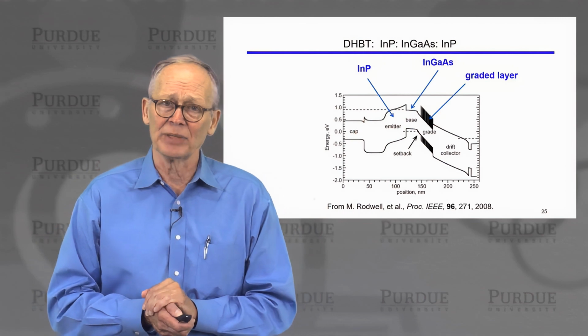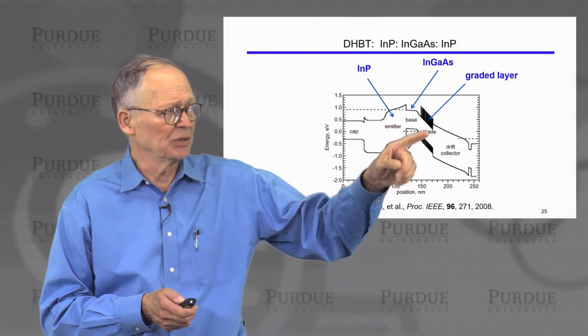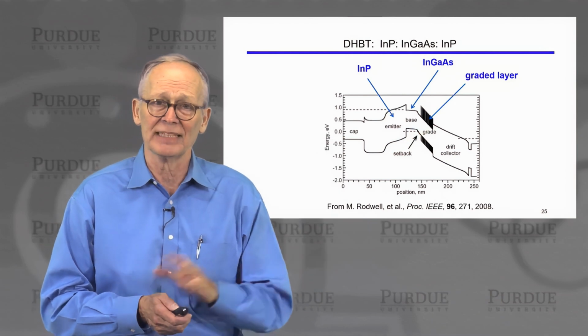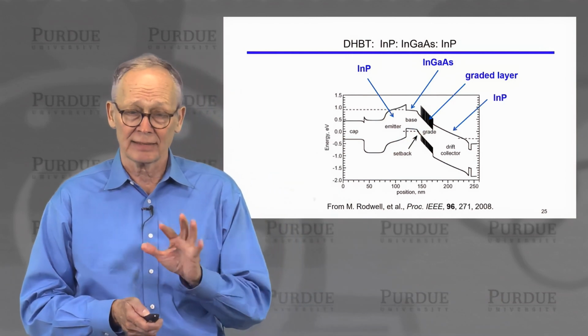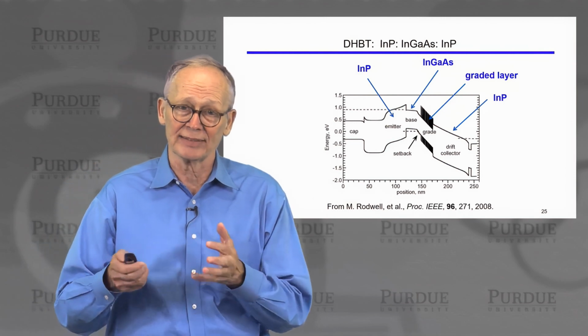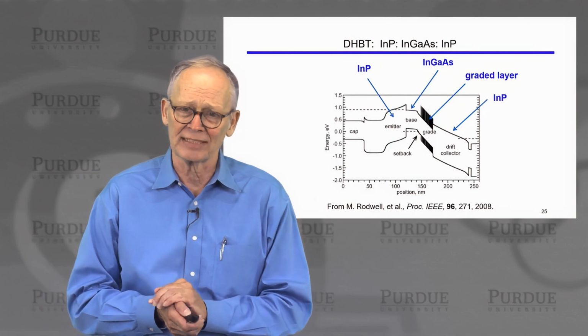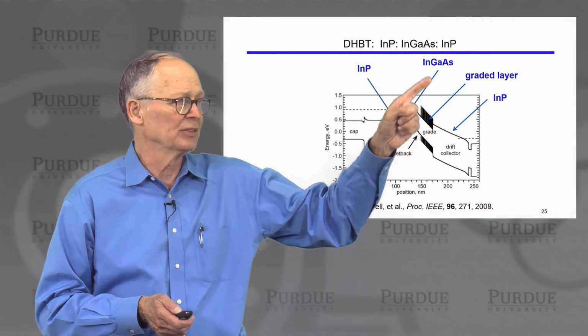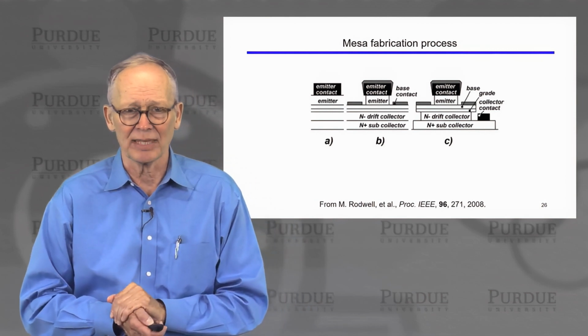There's a graded layer between the base and the collector, such that there isn't a discontinuity here that traps electrons in the base, which allows them to more smoothly flow out the collector. The collector is wide bandgap, which gives us a more symmetrical device that also has a higher breakdown voltage than we would get if we used InGaAs for the collector as well. So that's an example of what it might look like.